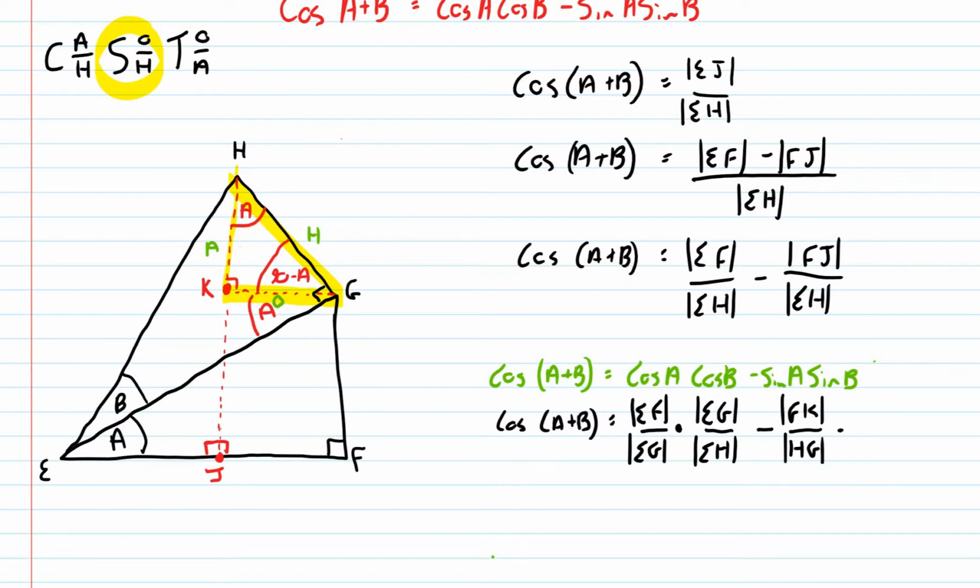Sine of B, we're going to go back to this B. We'll take this triangle again. We'll label the sides O, A, H. Again, we're dealing with the sine, so it's O over H, and O is HG, and H is EH. Okay.